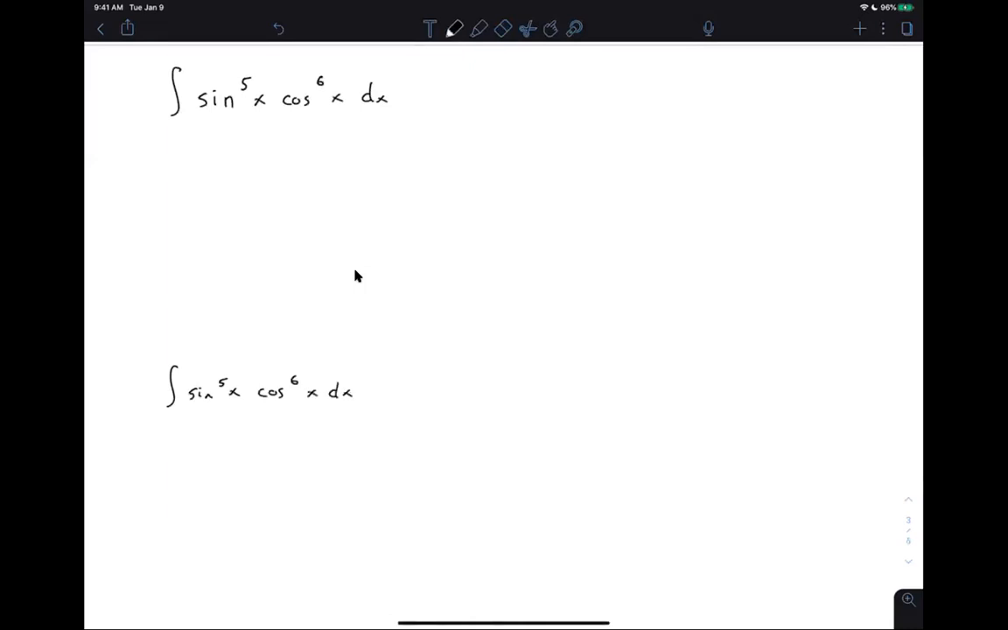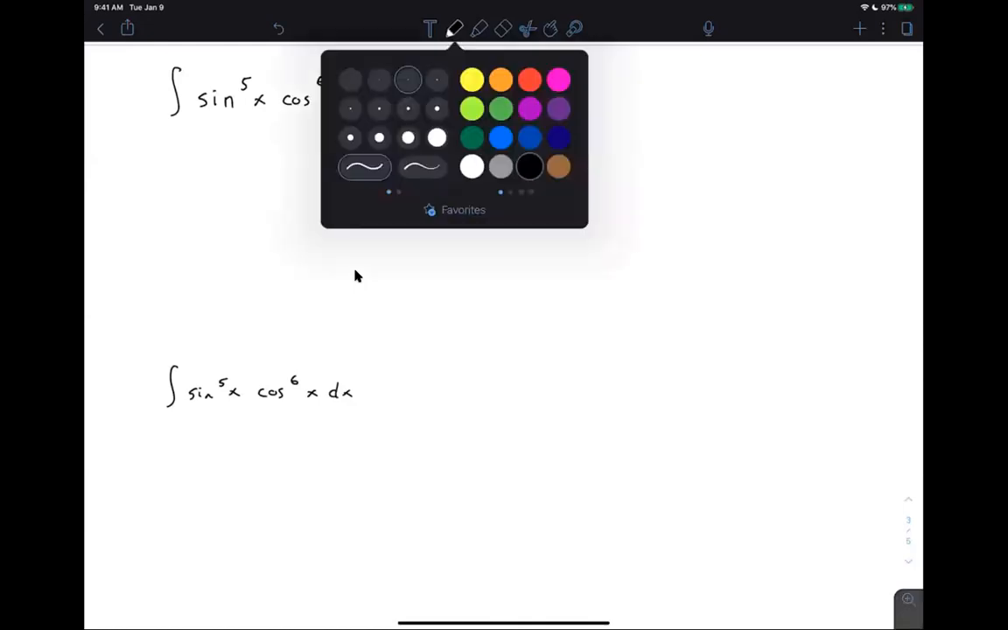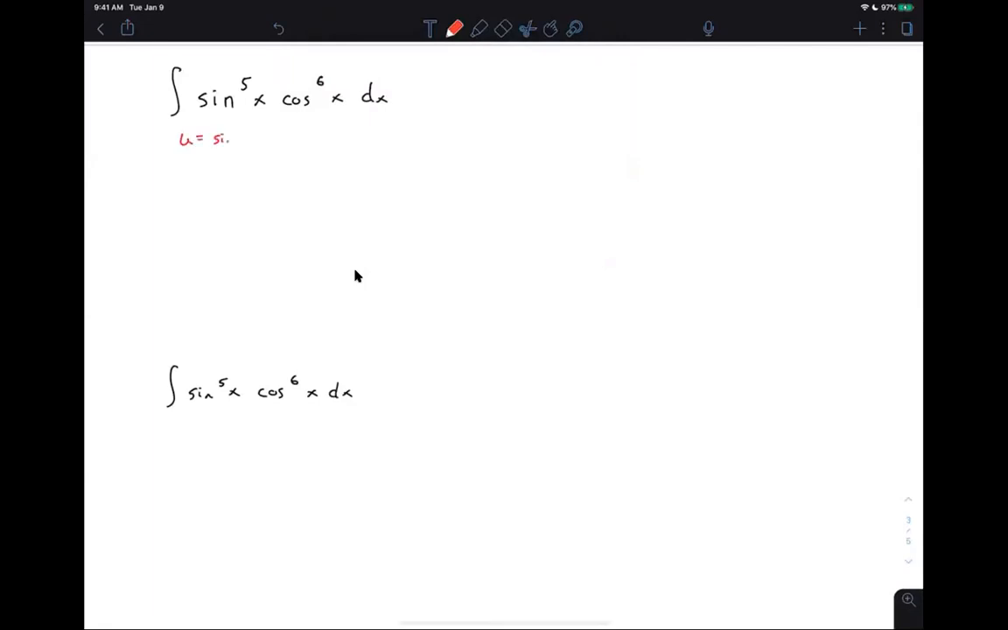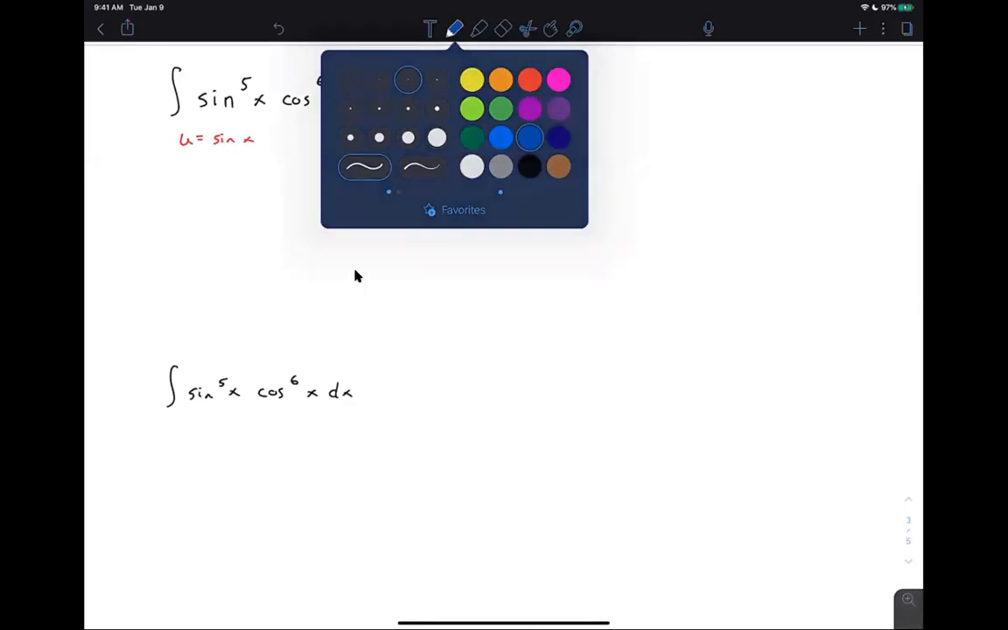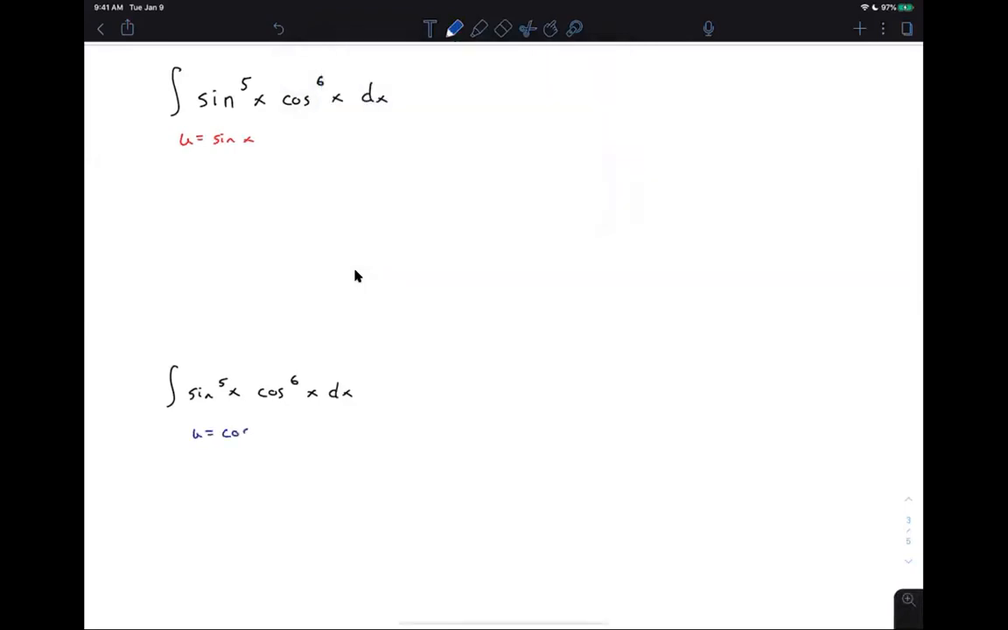Okay, so this is an example of a class of problems that we're going to call powers of sine and cosine, which is not some code word. It's pretty clear why we would call it that. So this is this set of problems called powers of sine and cosine. And on most problems that involve powers of sine and cosine, there are two approaches, and we would like one of them to work. Okay, so the two approaches we would like to work are to let u equal sine x, or to let u equal cosine x.